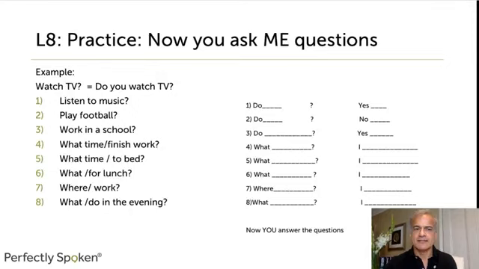Simple practice. Watch TV. Example, do you watch TV? Easy. So pause and answers.